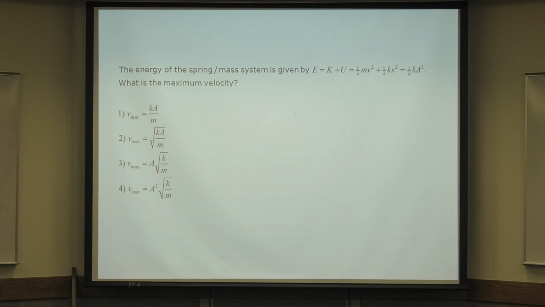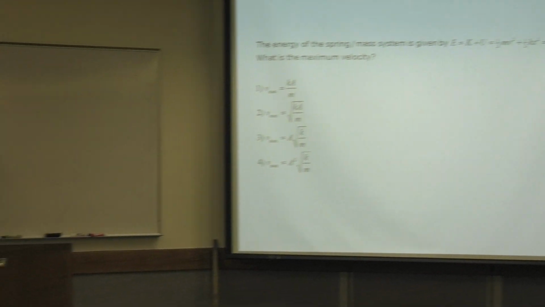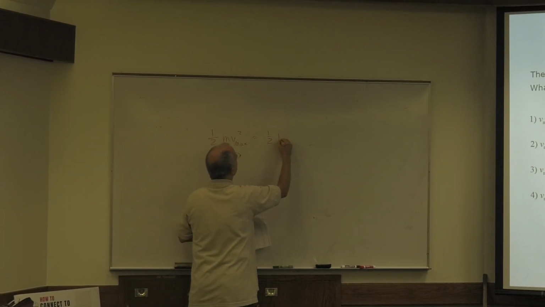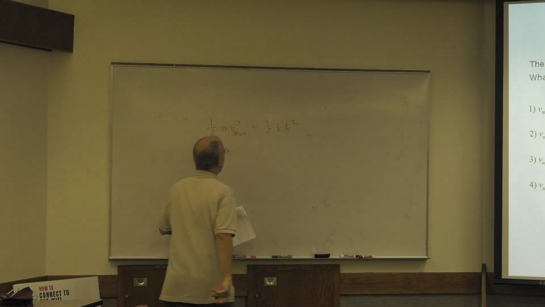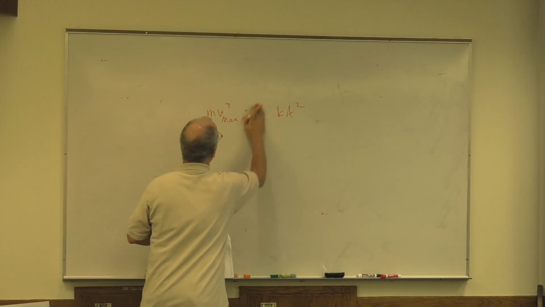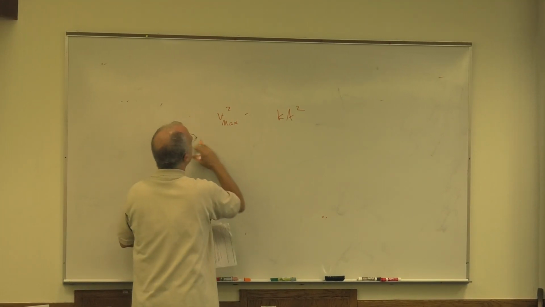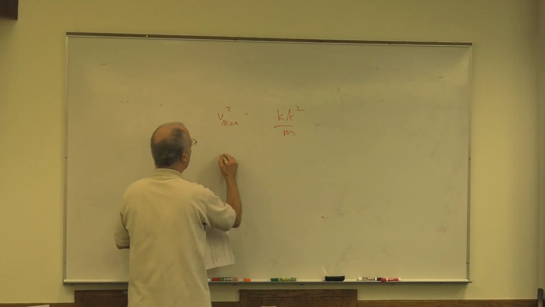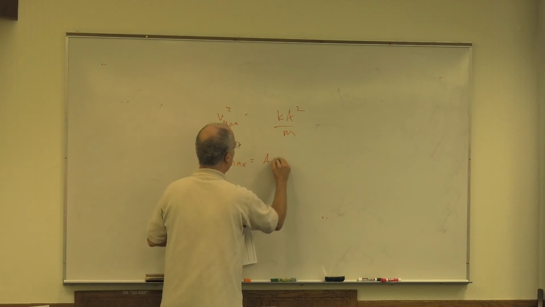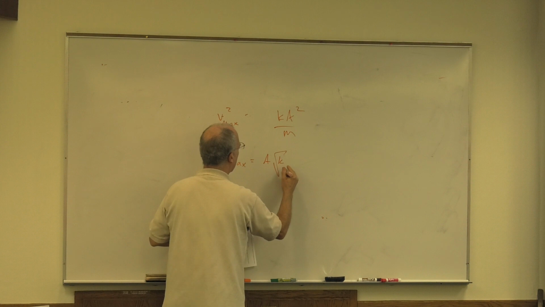Okay, so where do you have the maximum velocity? Where the potential energy is 0. So you're going to have 1/2 mv max squared equals 1/2 Ka squared. You want to solve for v max, so multiply both sides by 2, divide by the m, take the square root, and v max equals a times the square root of K over m.